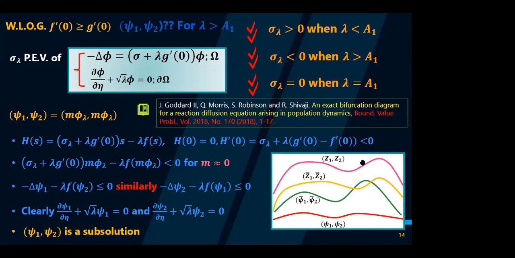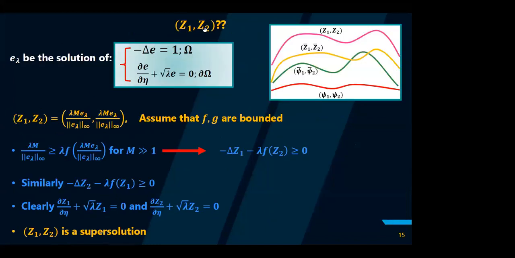Next, I'm going to construct this bigger super solution. To construct my bigger super solution, I'm going to take E lambda to be the solution to this boundary value problem. And I'm going to take z1, z2 to be this pair. I'm going to choose this M later. Here, I'm going to assume that F and G are bounded. Even if they are not bounded, we can still get the proof going, but I don't really want to go into that today.